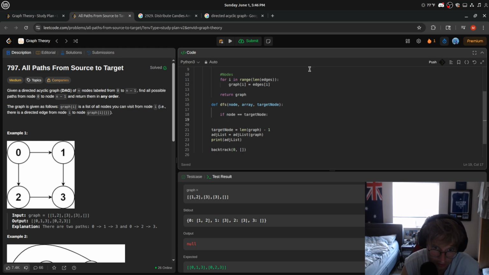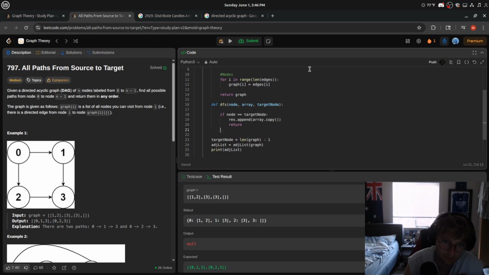So if it's equal to the target node, then we just want to probably res.append array.copy. We return here. This will be our base case, right? Otherwise, we loop through our neighbors, for neighbor in graph node, and we call DFS on our new neighbor, right? So we do neighbor, array, target node.